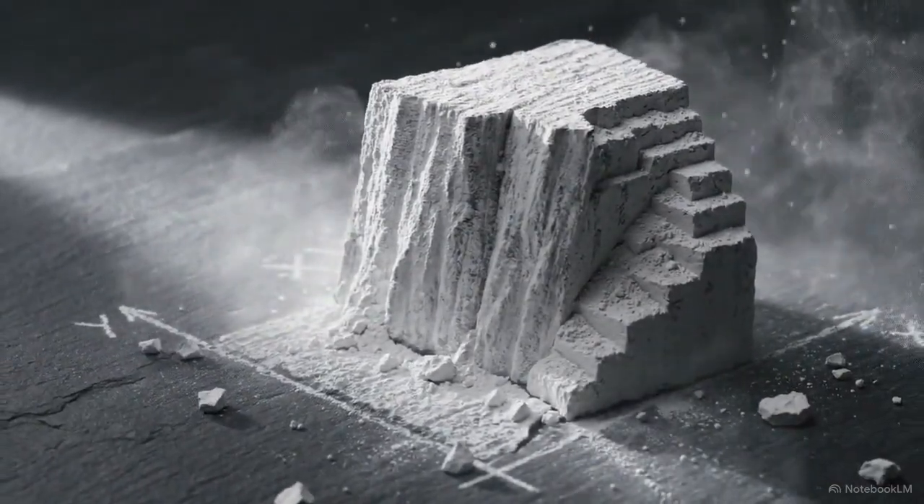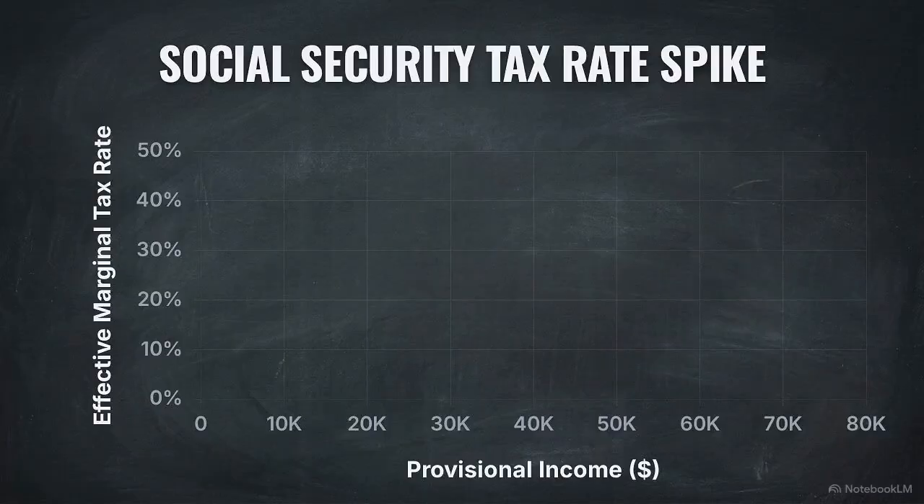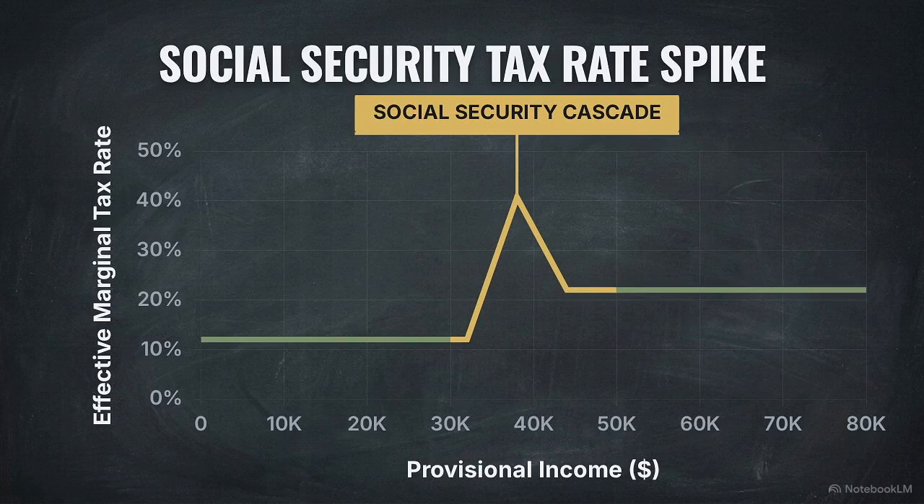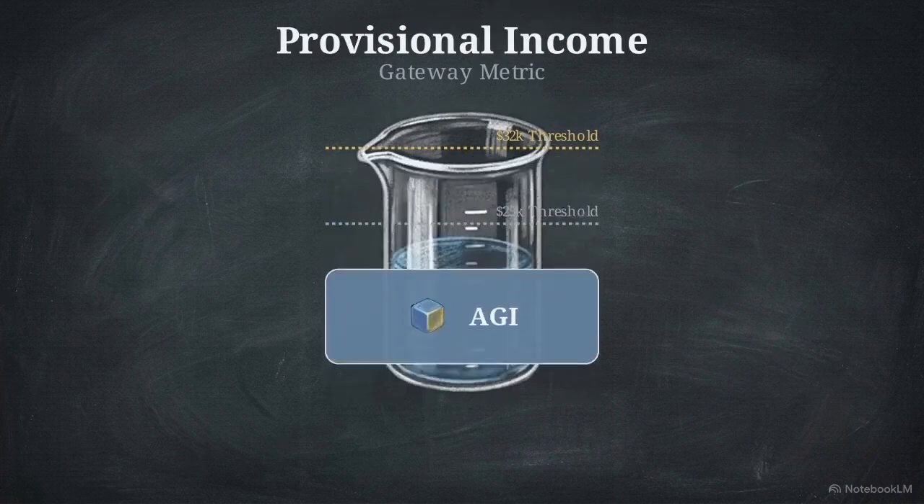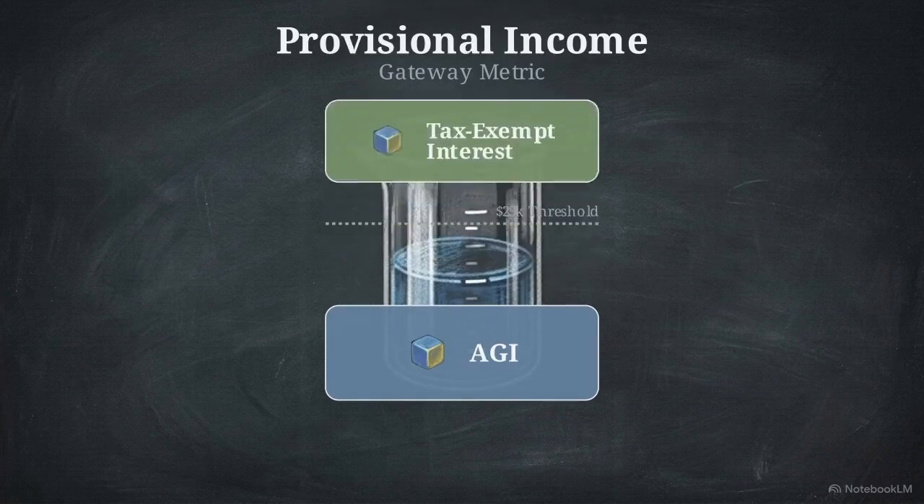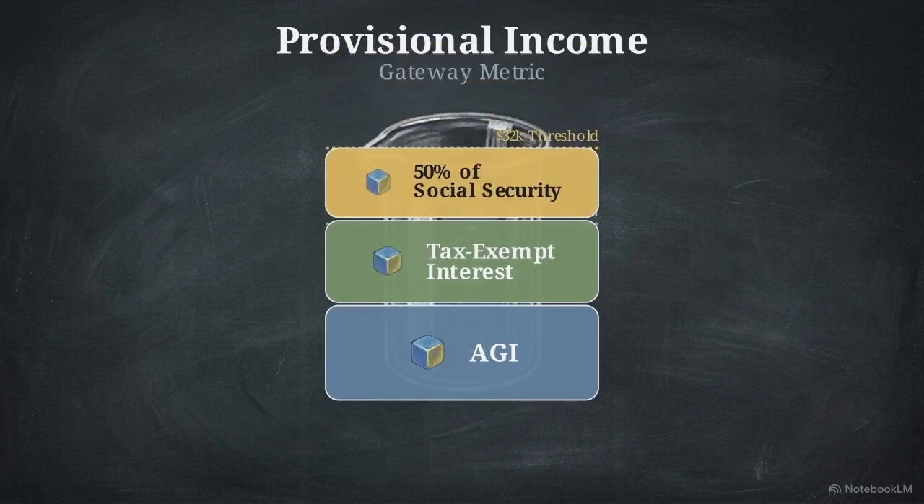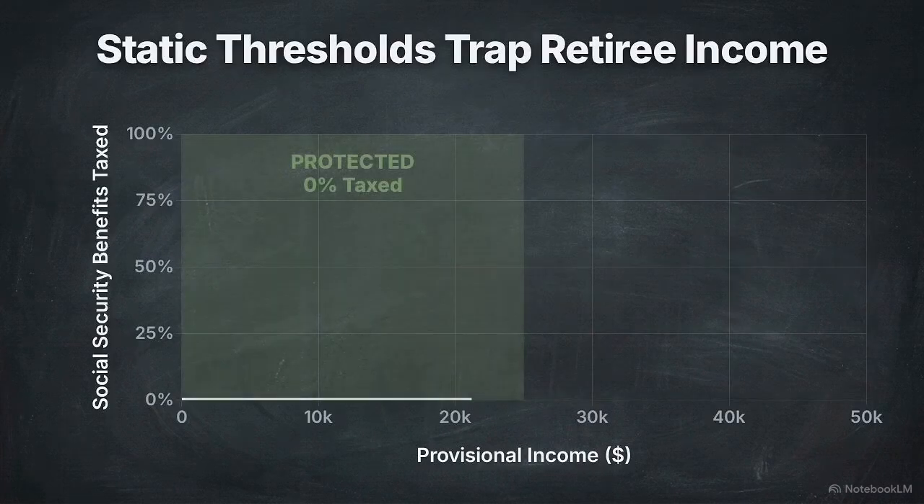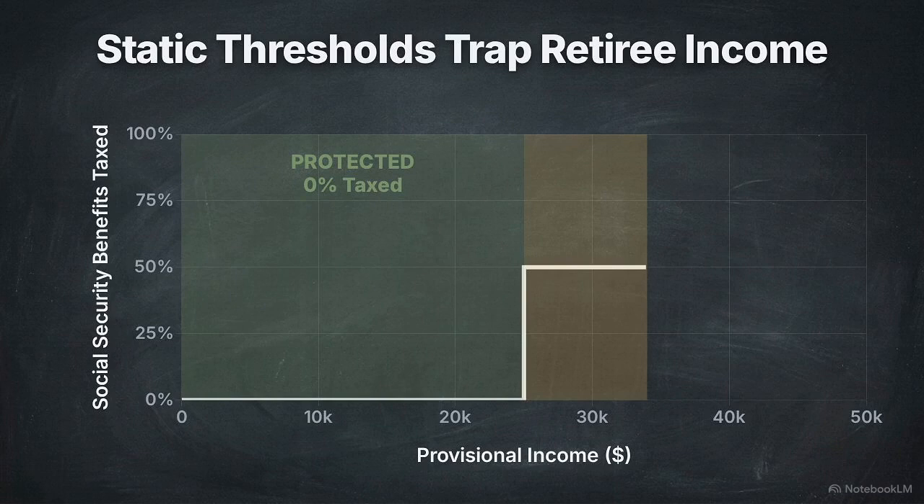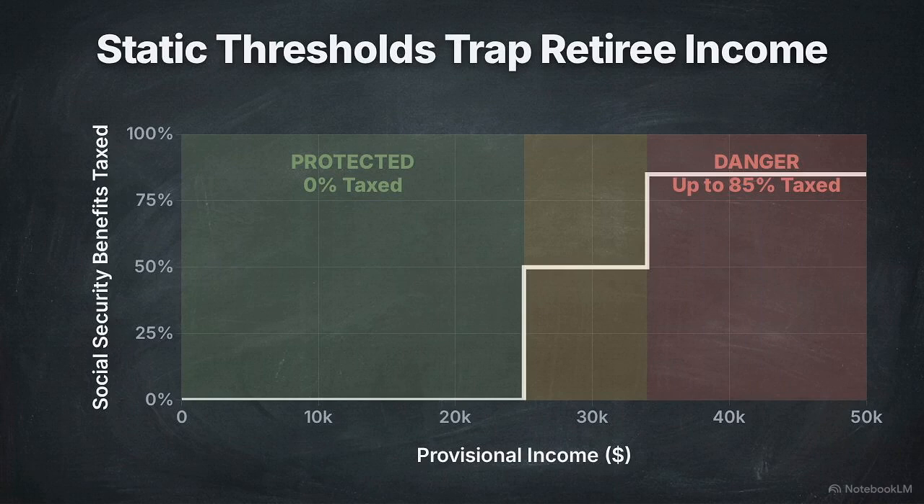Let's start with a blank coordinate plane and map the first massive spike, the Social Security cascade. The IRS decides whether your Social Security is taxable using a gateway metric called provisional income. You calculate this by adding your adjusted gross income, any non-taxable interest, and exactly 50% of your Social Security benefits. If you are single, your benefits are tax-free until that provisional income hits $25,000. Above that, up to 50% becomes taxable. Cross $34,000 and up to 85% is taxed. Those thresholds have remained completely static since they were written into law in 1993.